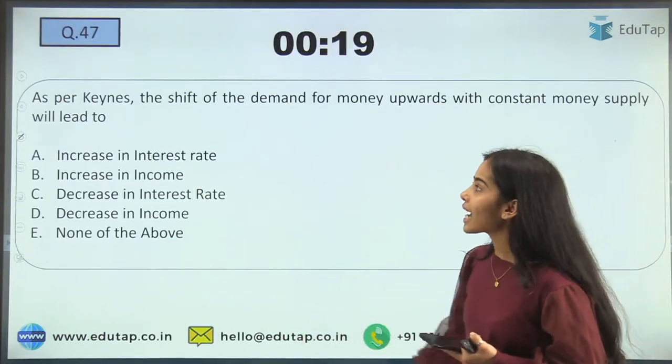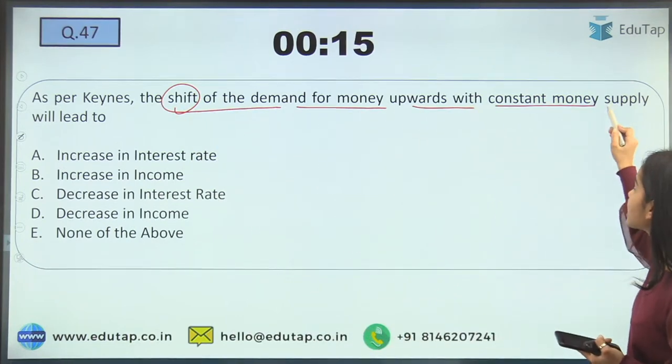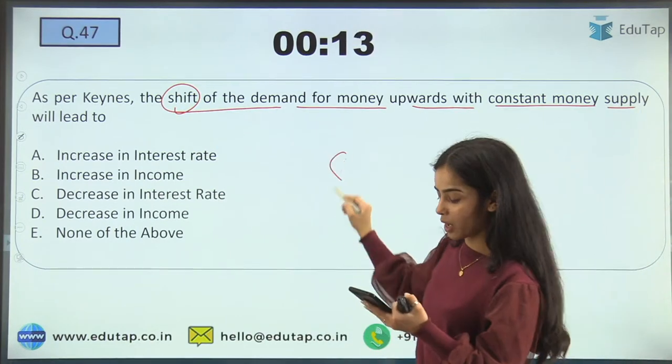So next question is, as per Keynes, the shift of the demand for money upwards with constant money supply will lead to what?